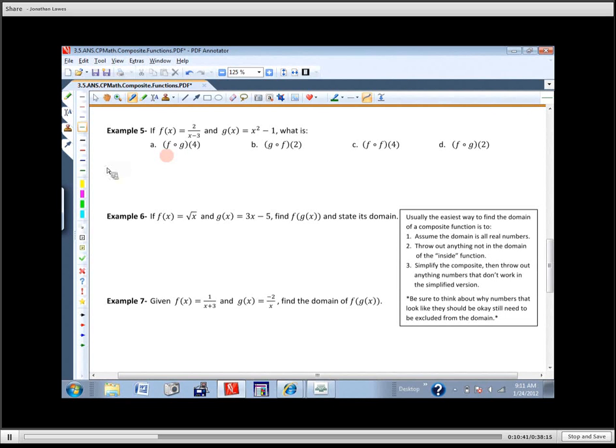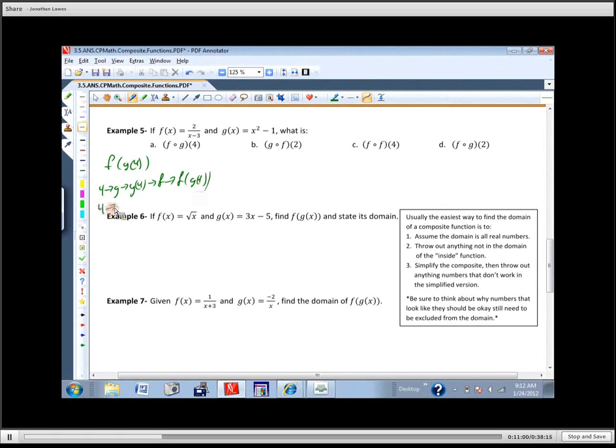And this is why I like this notation again. That's what it means. We're going to take 4, we're going to plug it into g. What comes out is g of 4. Then we're going to take that answer, plug it into f, and what comes out is f of g of 4. Okay? So let's figure out what we've got.